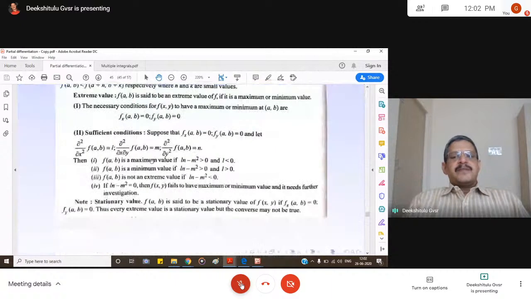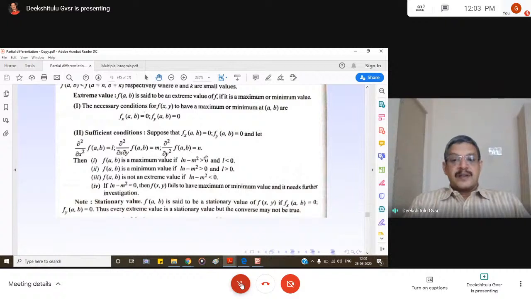So f of (a,b) is an extreme value whenever LN minus M squared is greater than 0, where L is ∂²f/∂x² of the function at (a,b), M is ∂²f/∂x∂y at (a,b), and N is ∂²f/∂y² of f at (a,b). And f is maximum if LN minus M squared is greater than 0 and L less than 0. f of (a,b) is minimum if LN minus M squared is greater than 0 and L greater than 0.